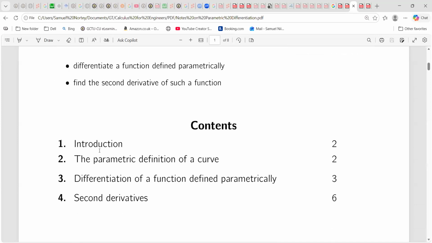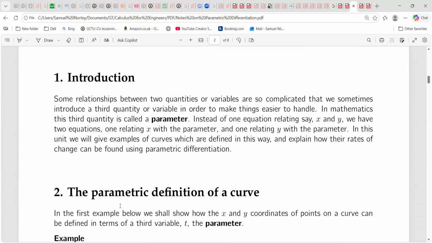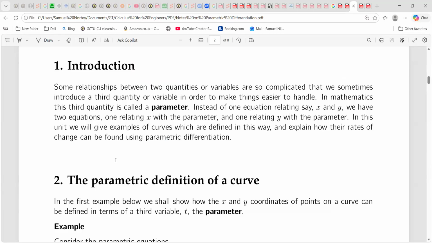So all we are looking at is, first of all, what is the parametric definition? How do you differentiate the function? And if you have second derivatives, how do you handle them? First of all, we are recapping what a parameter is. Sometimes relationships between two quantities or variables are so complicated that you introduce a third quantity or variable in order to make things easier.